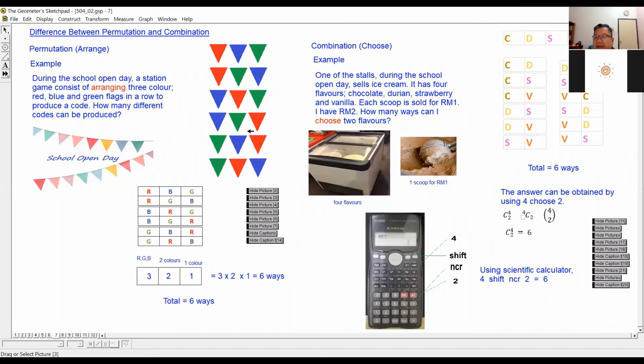Revise with you what we have learned. What's the difference between permutation and combination before I go on to combination?